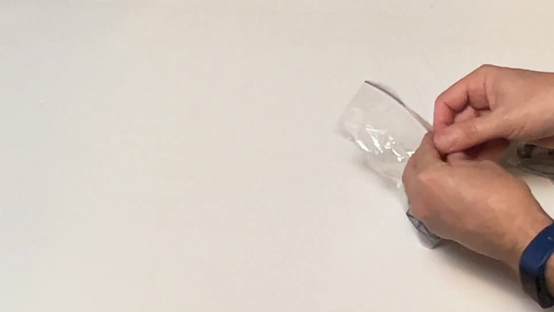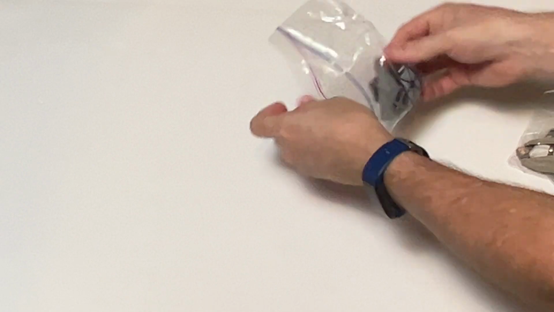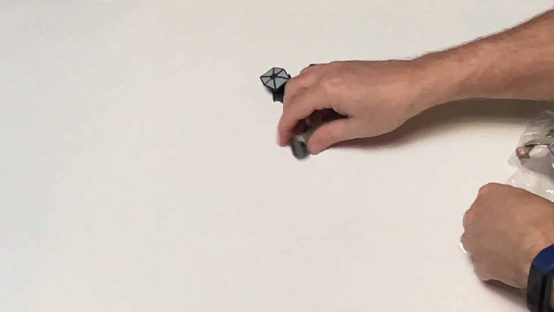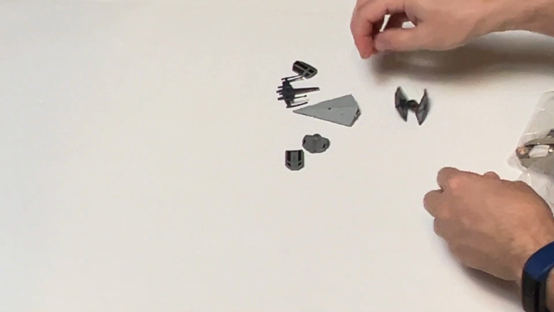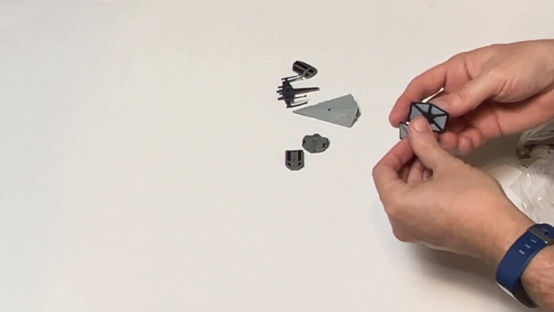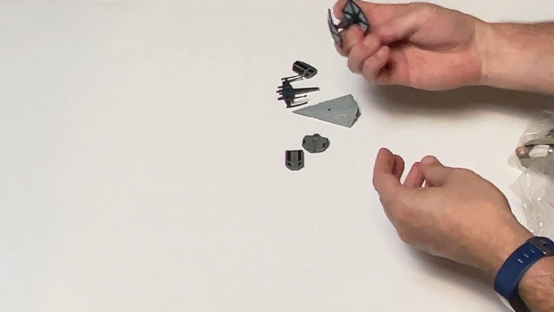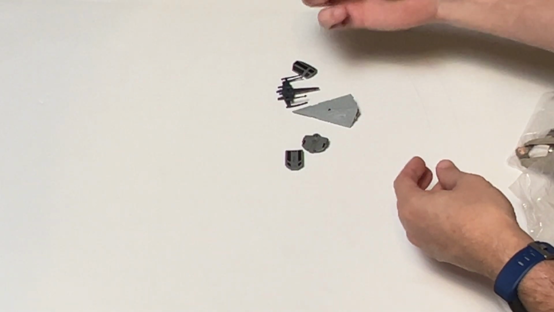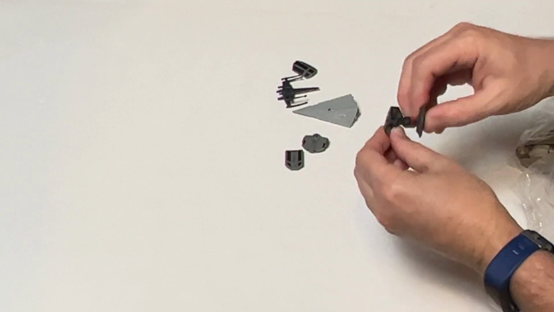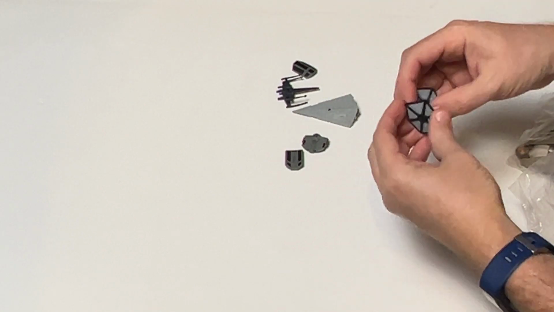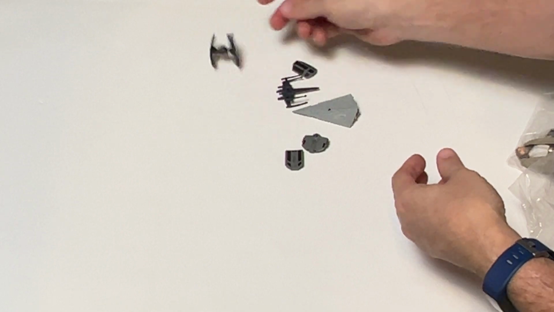We got some random stuff. Let's check this out. What's in here? Some ships. All right. Got a 501st TIE fighter. And it's obviously seen better days. Yeah, things smashed up.